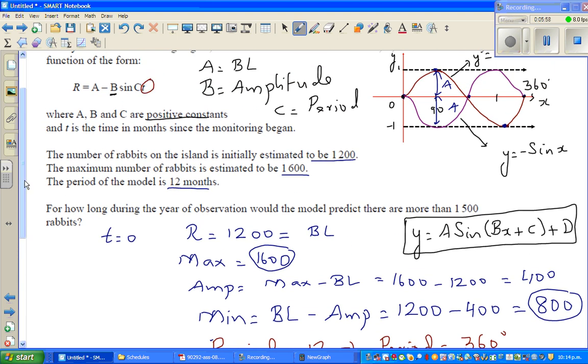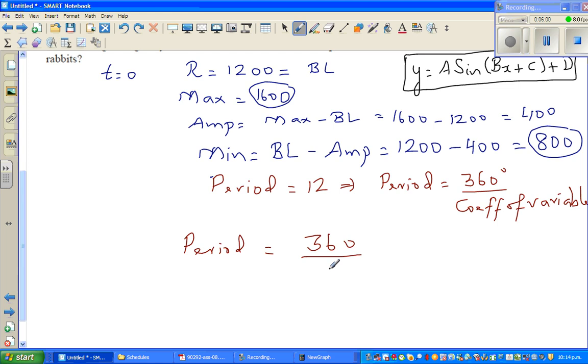Okay, so we can say it's 360 divided by c. The coefficient of the variable is c in this case. So do we know the period? Yes, we know the period is 12, which is equal to 360 divided by c. Now you can use your logic: 360 divided by which number gives you 12? Or if you make c the subject, c is 360 divided by 12. So 12 goes into 36 three times, so that is 30.